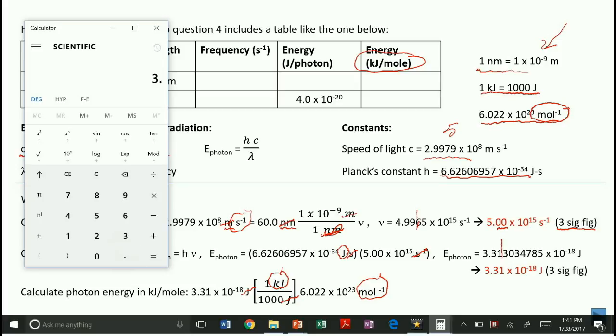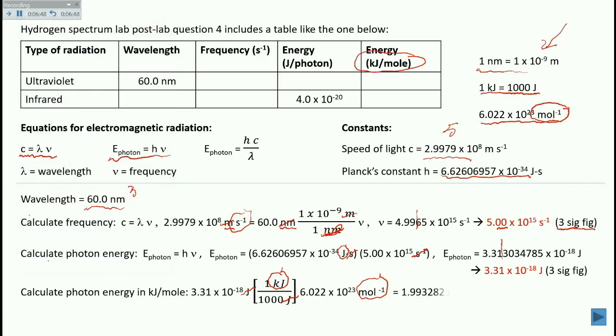So I have 3.31 times 10 to the minus 18, divide by 1,000, multiply by 6.022 times 10 to the 23rd equals, I get, in scientific notation, 1.993282 times 10 to the 3rd. Once again, I need to round to 3 significant figures here. So my final answer is 1.99 times 10 to the 3rd kilojoules per mole.